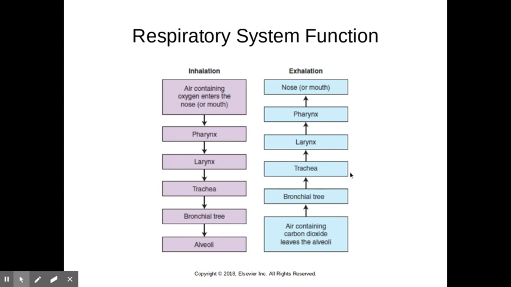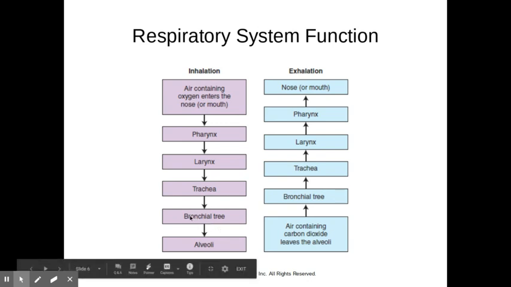As far as inhalation goes, you breathe in oxygen either through your nose or your mouth, and then it goes to the pharynx, then to the larynx, which is where your vocal cords are. Then the trachea. Trachea is a tube that is by the esophagus. Then we'll have the bronchial tree. Bronchial tree is inside of the lungs. Then we have the alveoli, which is at the very ends of the bronchial tree.